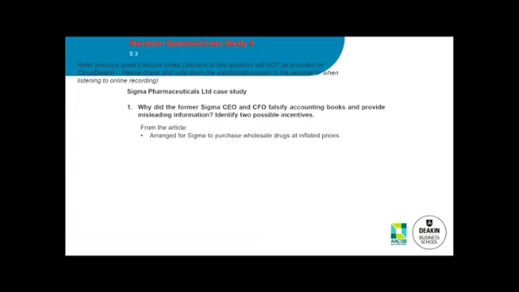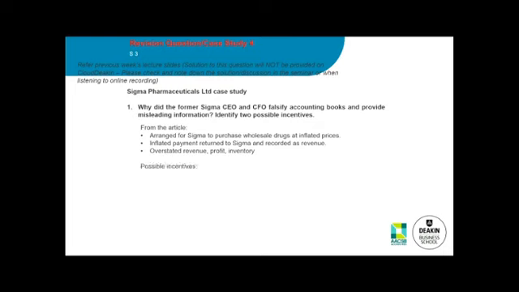Well, from the article we know, a bit of a backstory to it, that Sigma purchased wholesale drugs at inflated prices. Inflated payment returned to Sigma was recorded as revenue instead of a reduction in inventory, just like we looked at before. Overstated revenue, overstated profit, and part of that also was overstatement of inventory, because it wasn't actually reduced from the inflated prices to the actual price of inventory.